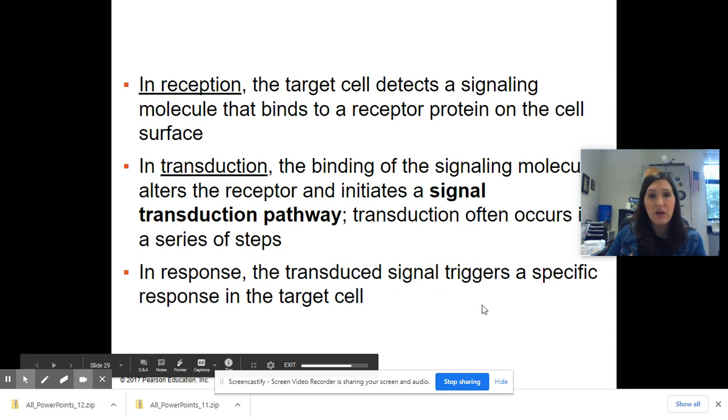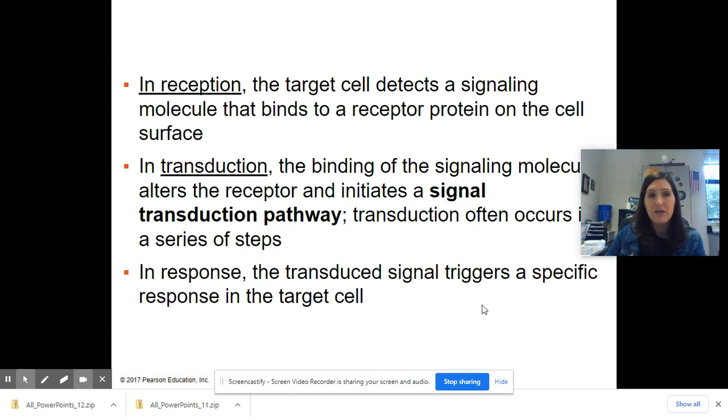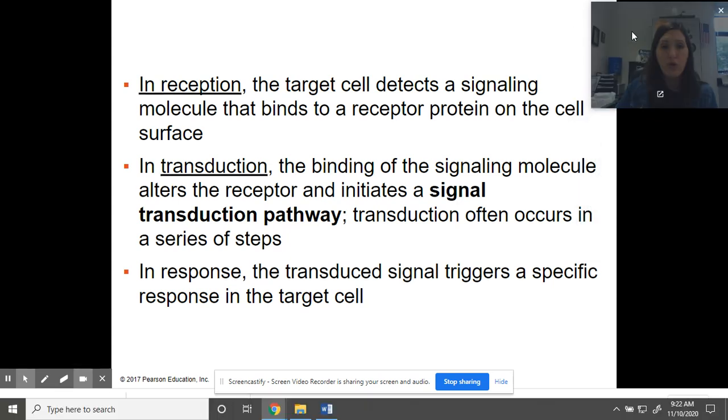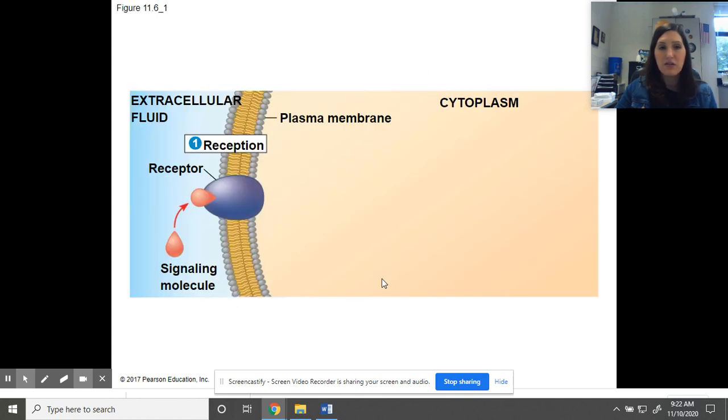In reception, the target cell directs the signaling molecule that binds to the receptor protein on the cell surface. So I drew you up a nice picture, and I said in the reception right here, that target cell is going to be binding to the receptor protein on that cell surface. In transduction, the binding of the signal molecule alters the receptor and initiates the signal transduction pathway. So that's when we hit and then we have it passed down going through the transduction pathway. In response, the transduced signal triggers a specific response in this target cell.